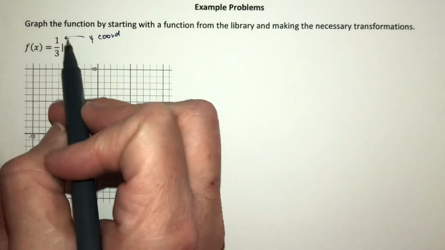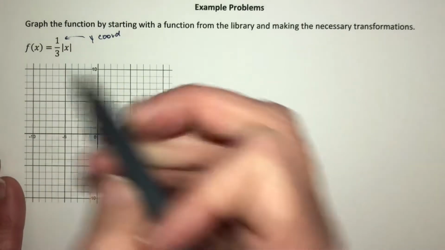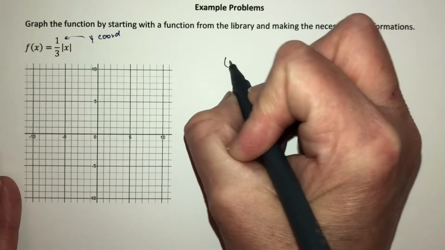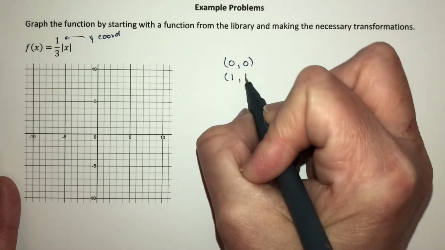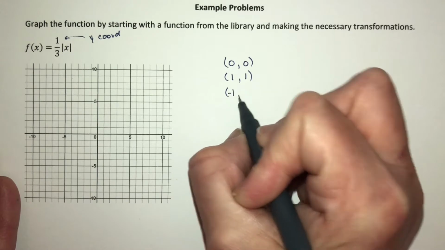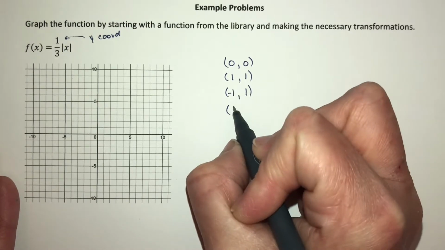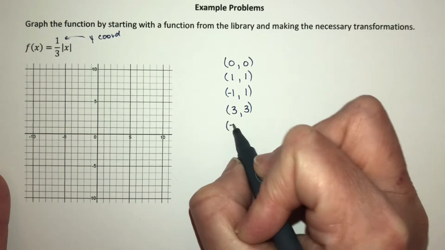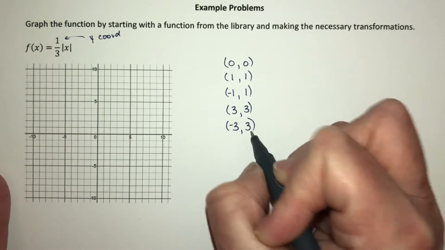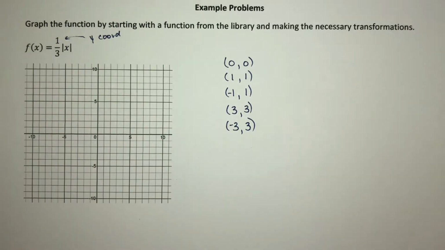Okay, so let's think about some points on just the absolute value of x. Well, the absolute value of 0 is 0. The absolute value of 1 is 1. -1 is 1. I'm going to jump up to 3 is 3. And then -3 is 3. Now, why did I go with 3? Because that's 1/3, and the arithmetic is going to be nice.